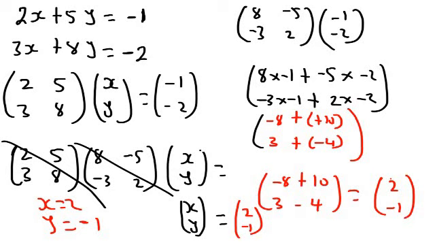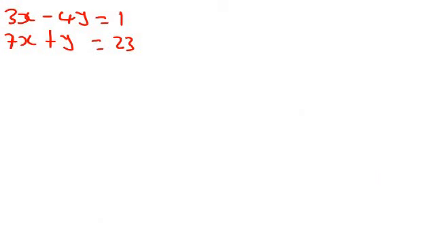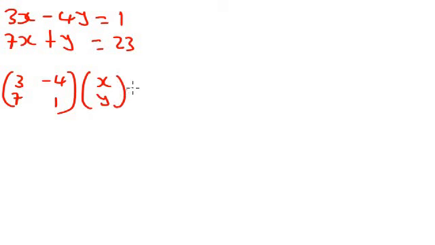Example 2. 3x minus 4y equals 1 and 7x plus y equals 3. Consider the simultaneous equation. Pause the video and solve that system of equations by the use of the matrix inverse approach. So first, let's detach the coefficients. Now with 3, -4, 7, and 1. The coefficient of y here is 1. Coefficient of y here is -4. That will be multiplied by x and y, and that will be equal to 1 and 23.